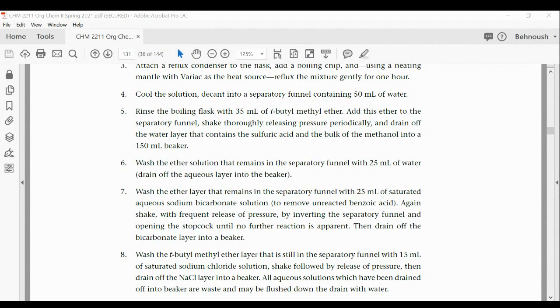Multi-step synthesis, but let me grab the specific. Actually, we are not doing a multi-step reaction. It's part of a multi-step synthesis, which is done over 3 weeks. Last week, it was oxidation, part of the experiment. Today is the esterification experiment.